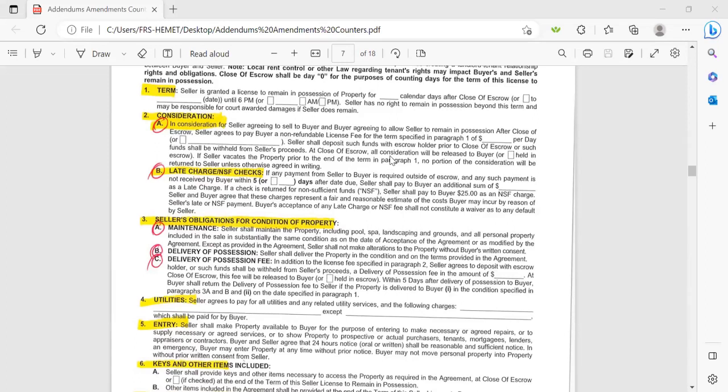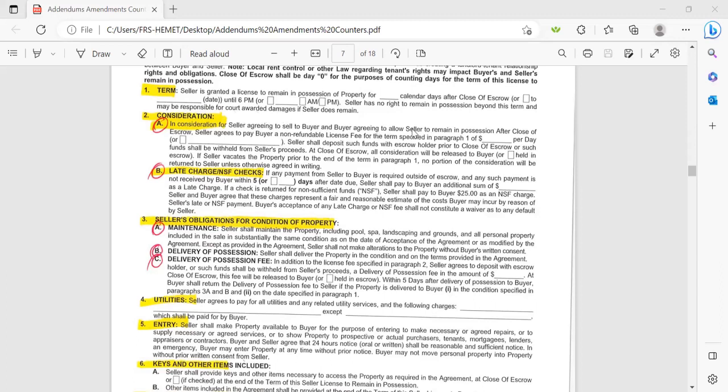But if your buyer doesn't want to lose the property and they still want to get into it, then maybe you fill out an SIP and give them a few extra days. Or maybe you extend the close of escrow, because you don't want to close escrow until you know you're going to get the house. I don't know which avenue you're going to use to get them out, but know right here that just like it says, they may be responsible for court awarded damages.